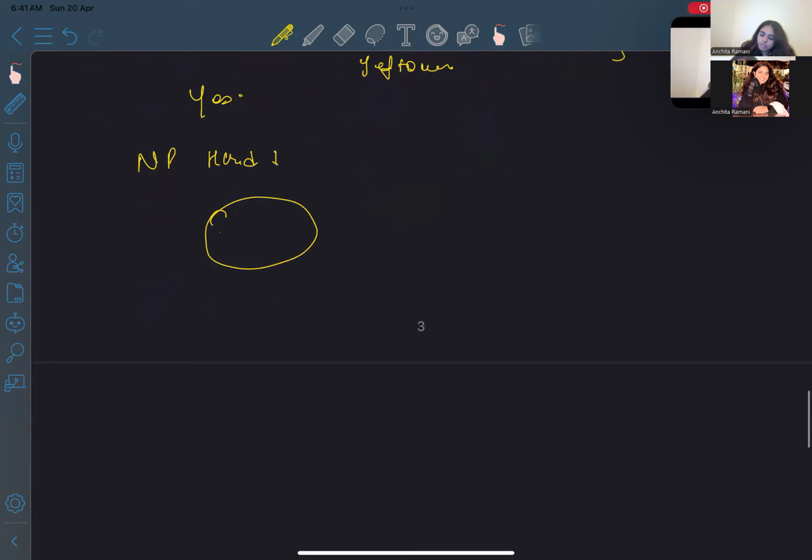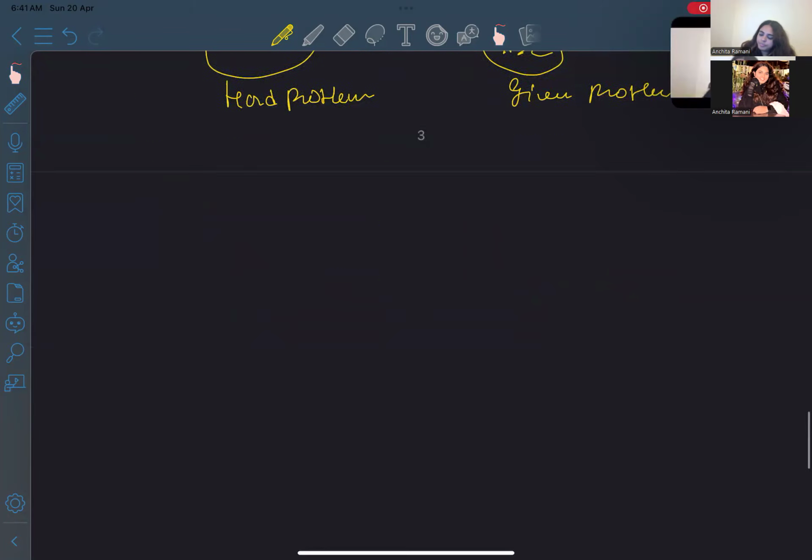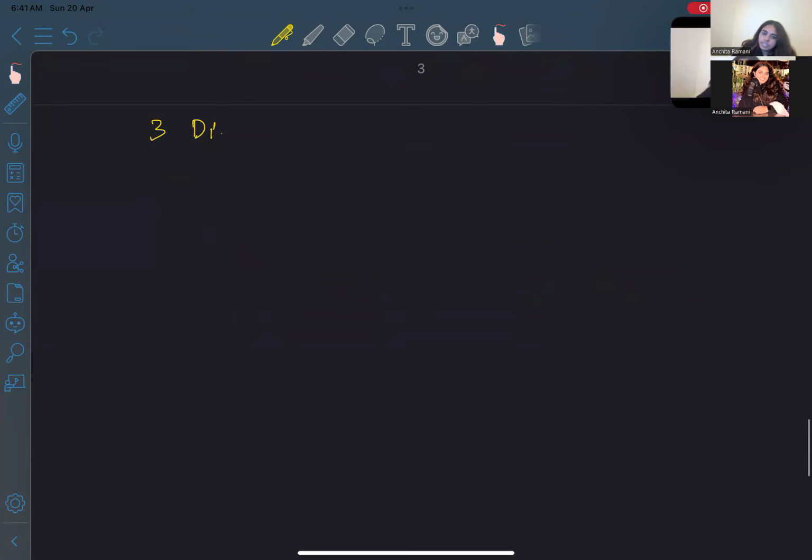So we will take some hard problem and turn it into this given problem, which is X3C, right? There is a famous hard problem called three-dimensional matching, basically 3DM.